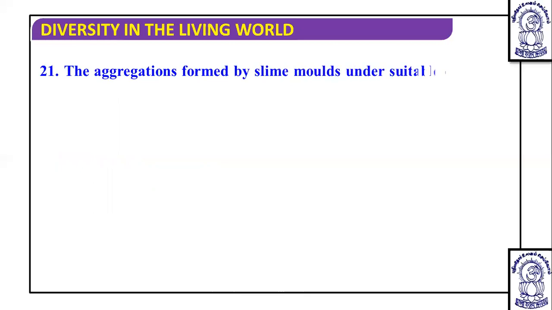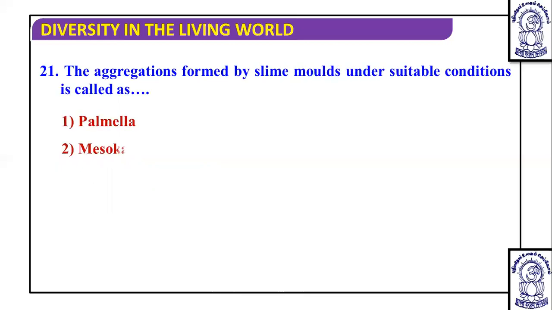Then the aggregation formed by a slime mold under suitable conditions. The aggregation is known as plasmodium, which is naked, diploid, without a cell wall, and it is a multinucleated body that can spread out to several feet.